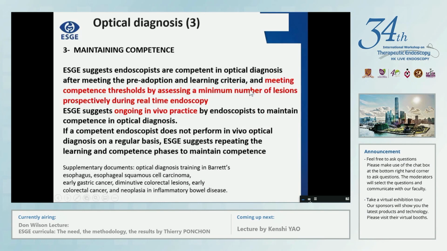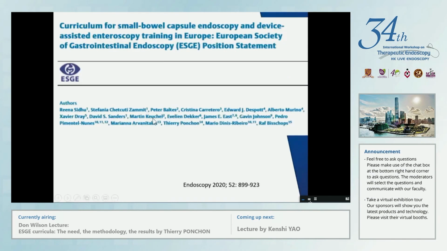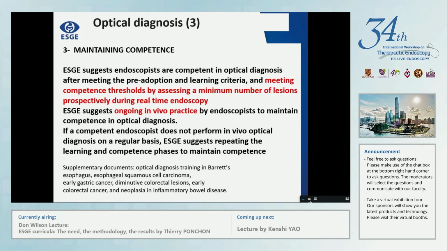And then maintaining competence, you need to meet competence thresholds by assessing a minimum number of lesions prospectively during real-time endoscopy. So this is a personal assessment, a personal evaluation of your competence. And ESGE suggests ongoing in vivo practice by endoscopy to maintain competence in optical diagnosis. So, of course, it was difficult to write this curricula, but I think nevertheless there are very, very clear statements about optical diagnosis, and I'm sure such curriculum will become very helpful when we will launch soon certification in optical diagnosis in France. In France, not in France, in Europe.